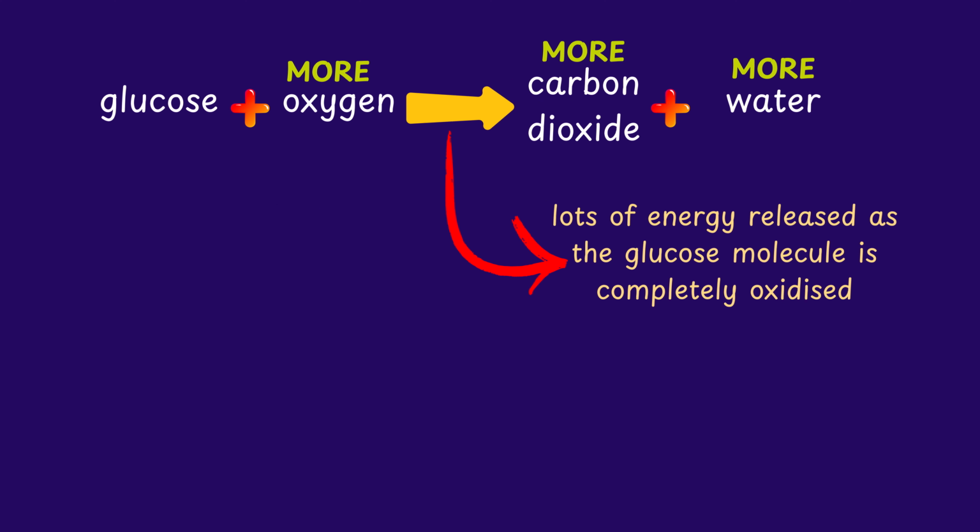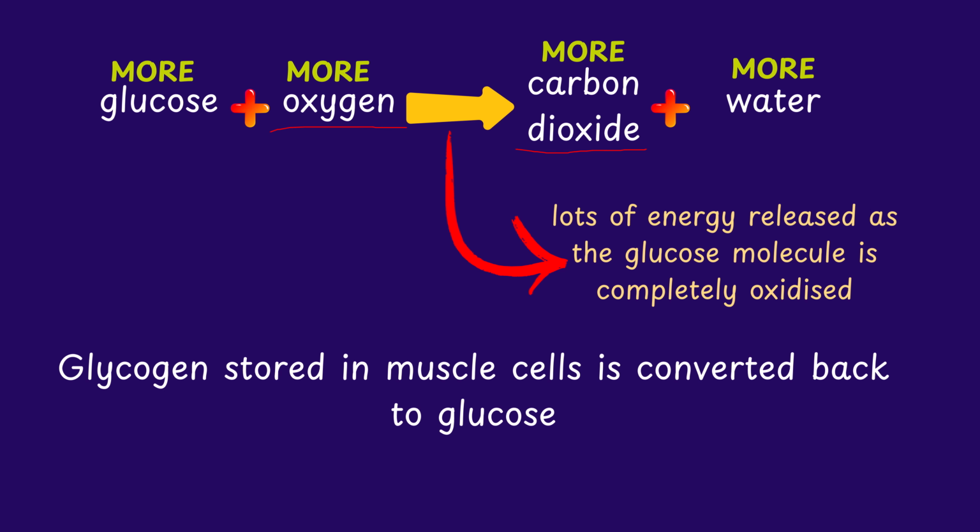So students, the changes in your breathing and your heart rate will allow for more oxygen to be transported to your muscle cells for aerobic respiration, and more waste such as carbon dioxide will be produced. But where will the body get more glucose from? Students, remember, glycogen is stored in your muscle cells, and glycogen will be broken down back to glucose, and that is where the more glucose will come from.